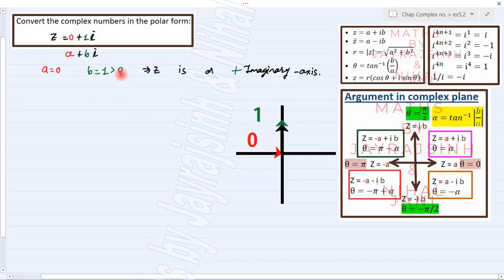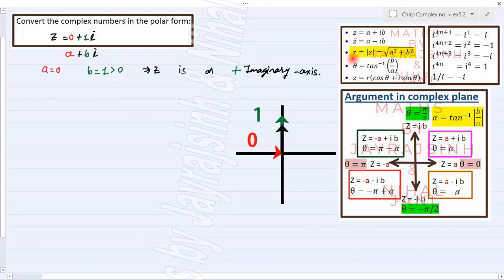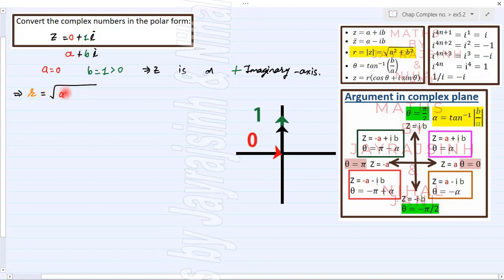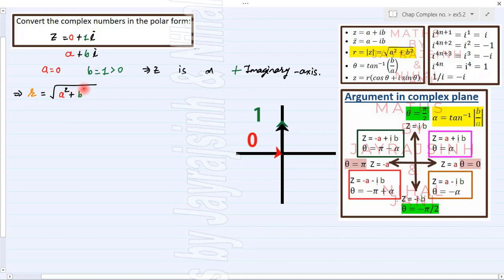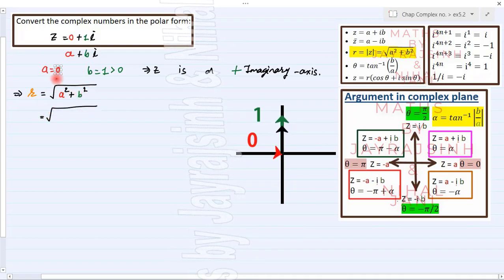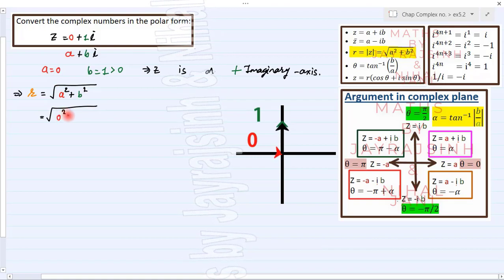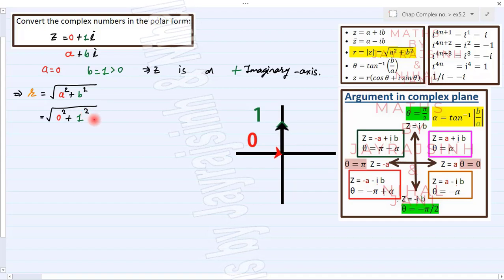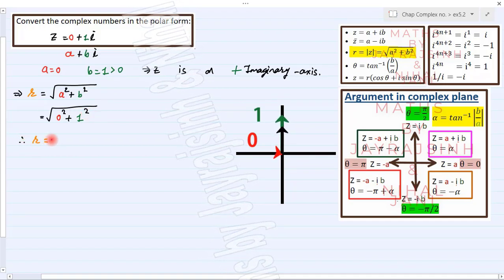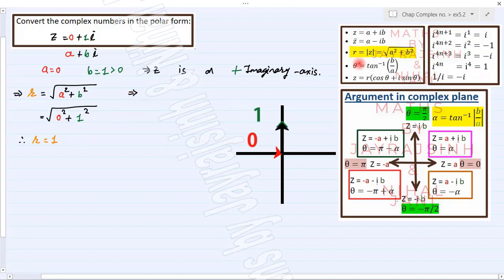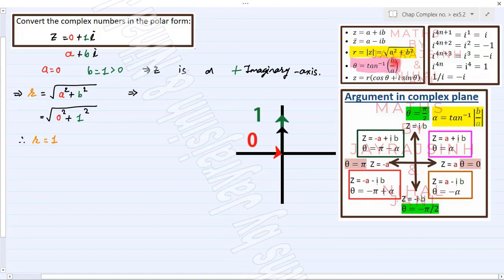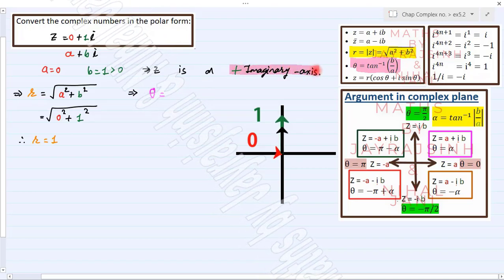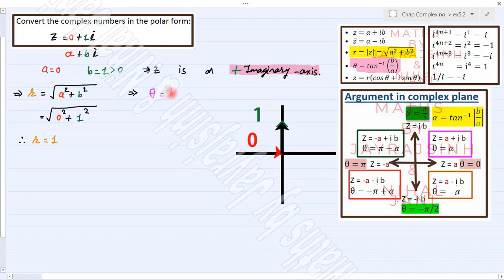Now, to convert into polar form, the first thing we need is the modulus, which is the square root of a square plus b square, where a is the real part and b is the imaginary part. So we will get modulus equal to 1. Now, the second important quantity which we need is the argument, and for the positive imaginary axis, theta must be pi by 2.